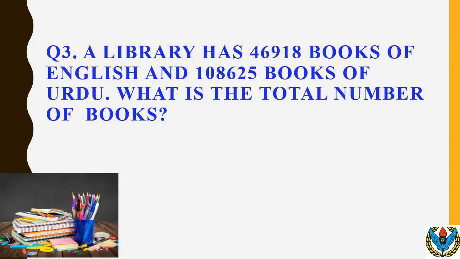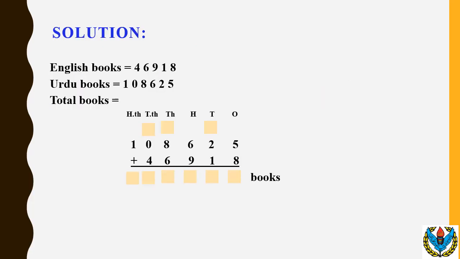Now question number 3. Our library has 46,918 books of English and 108,625 books of Urdu. What is the total number of books? Here we are required to find the total number of books, that is, we have to add the number of books. Now the solution. Firstly, we will write the statements like English books, Urdu books, and total books. How can we find the total books?